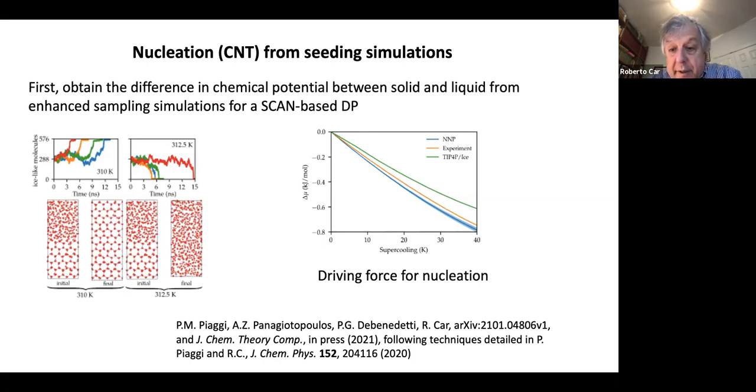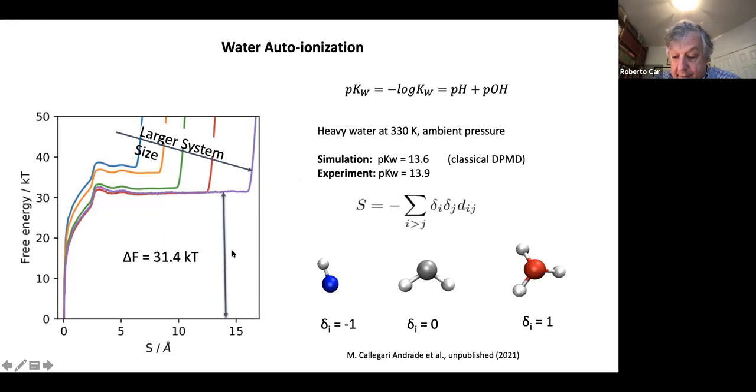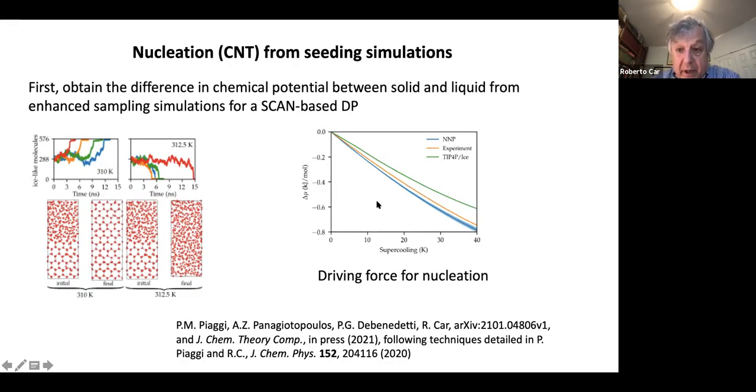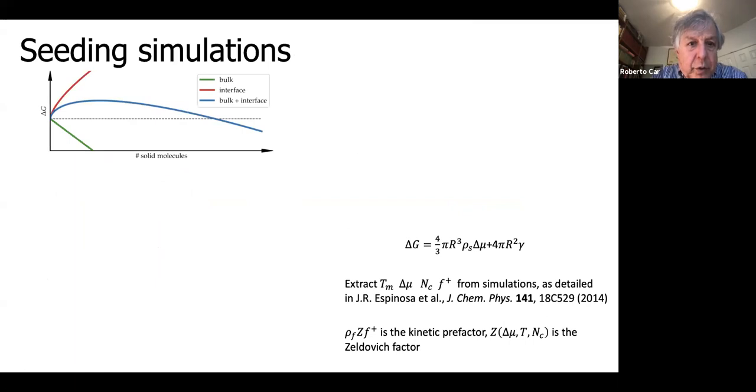So you can see that the deep potential model, if it is compared to experiment in this way, describes the difference in chemical potential better, or slightly better, than TIP4P ice, in spite of the fact that TIP4P ice has a much better agreement with experiment for the melting temperature. Now, again, this is what we do. Now let's go to the seeding simulation.